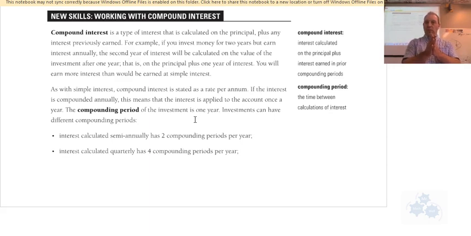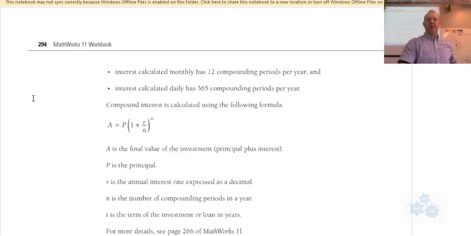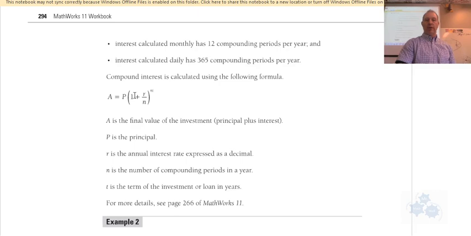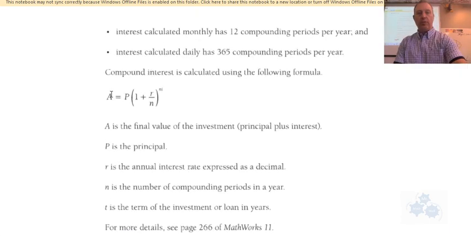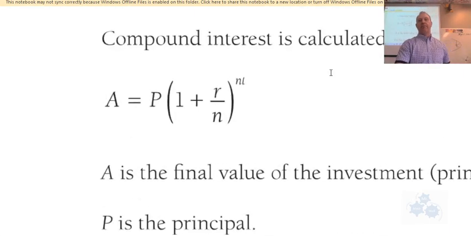Compound interest, a little bit different than simple. So it's a little bit different, and we have a different formula as well. Okay? So this is the formula, and I want you to turn to page 294 there. This is the formula we're going to use. So let me just zoom in on this right here, and we're going to look at this formula, okay?